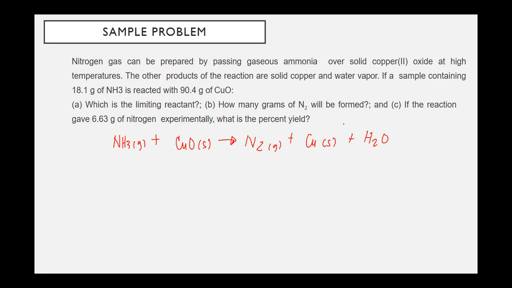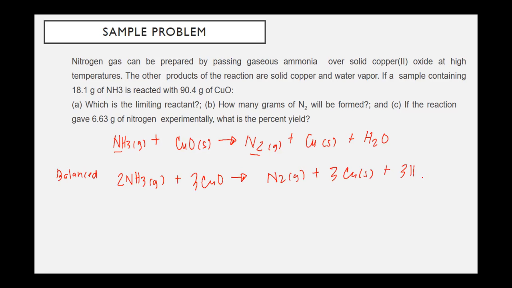Let's see if this equation is already balanced. So yung N natin at N2, hindi pa rin sila balance. So we have to balance it. So ito na yung balance natin. It will be 2 NH3 plus 3 CuO. And then we have here N2(g) plus 3 Cu plus 3 H2O.